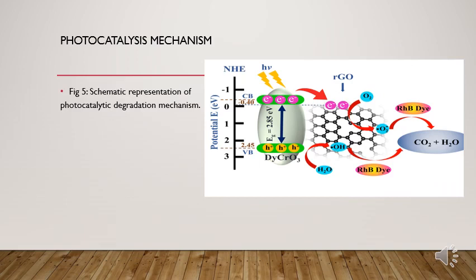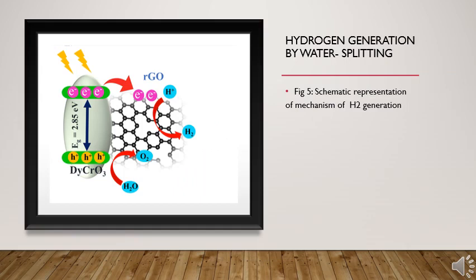This figure is a schematic representation of photocatalytic dye degradation mechanism of dysprosium chromide with reduced graphene oxide incorporated nanocomposite. The hydrogen generation by water splitting is demonstrated by figure 5, a schematic representation of the mechanism of H2 generation.